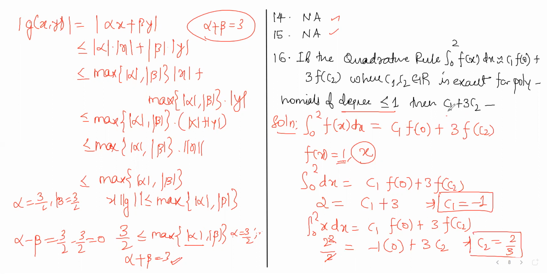And now just substitute here c1 plus 3 c2. So c1 plus 3 c2 gives me minus 1 plus 3 times 2 over 3. That gives me 1. So answer is 1.